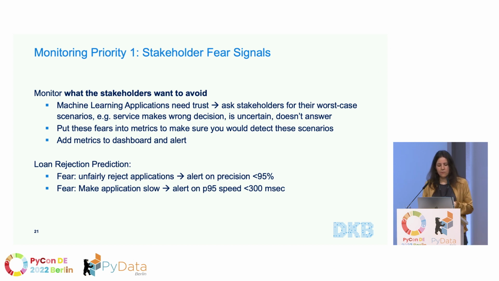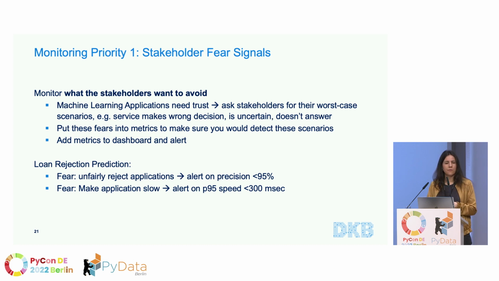So what I typically recommend is that you ask them for their worst case scenarios. Maybe they're worried if the service makes the wrong decision, or they're worried that it's uncertain, or that it's slow, or what should they do if it's not available, if it's down, or has slowness and timeouts. So I would put these fears into metrics and demo them. Okay, now we are pretending the service is down, or we're having a really weird input, let's see what happens. And then you also add these to the dashboard and have alerting.